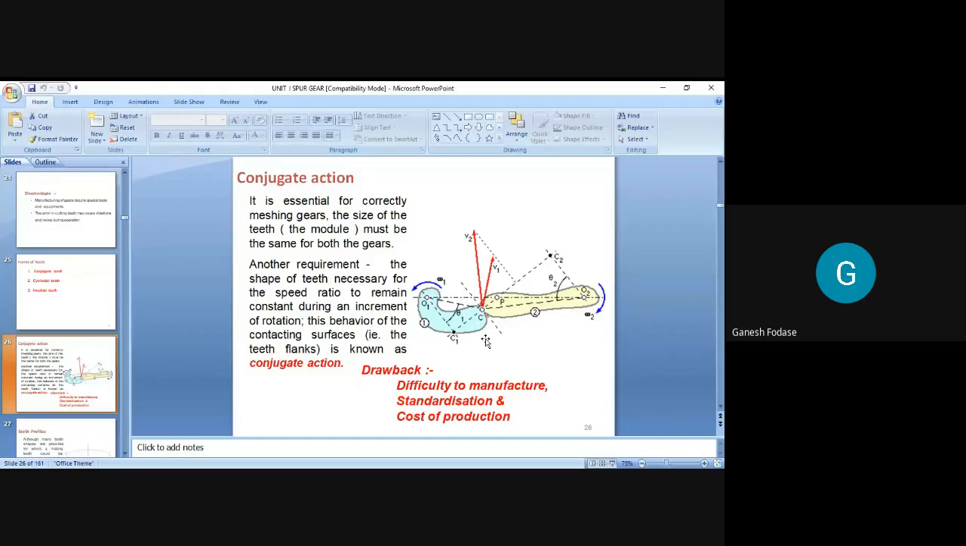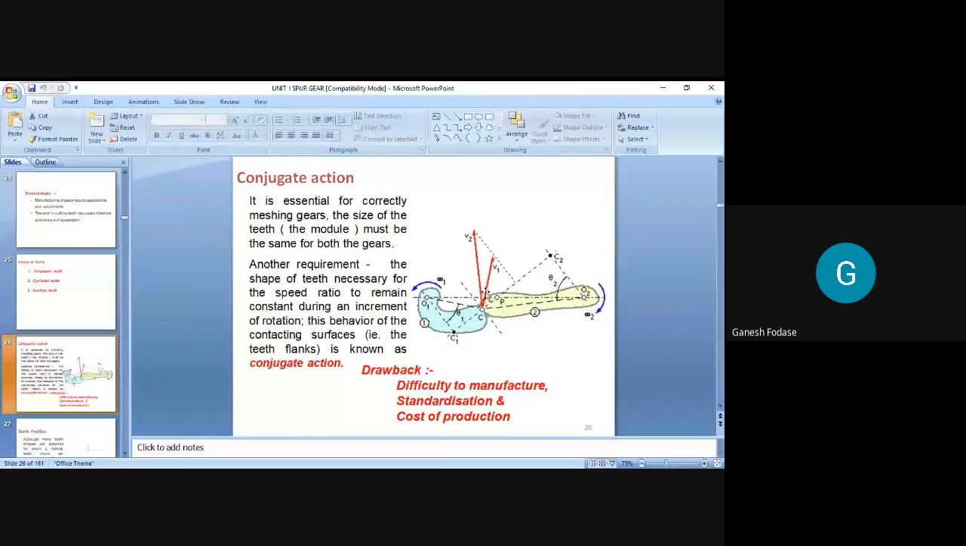But as we've seen while discussing conjugate profiles in the experiment as well as here in theory, as these profiles are randomly selected, it is difficult to manufacture this kind of profile. There is difficulty in manufacturing as well as the cost of standardization is higher, and hence the production cost will be higher. Hence these conjugate profiles are not generally used. Instead, other profiles like involute and cycloid profiles, which are easier to manufacture and standardized, are used in actual production.